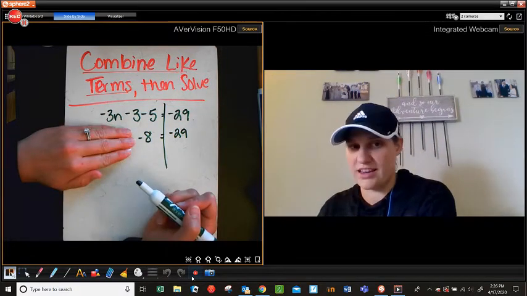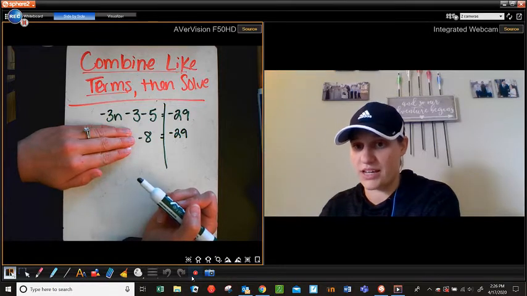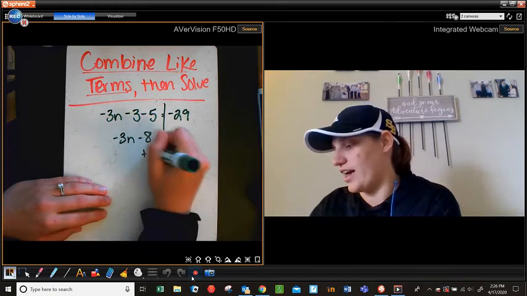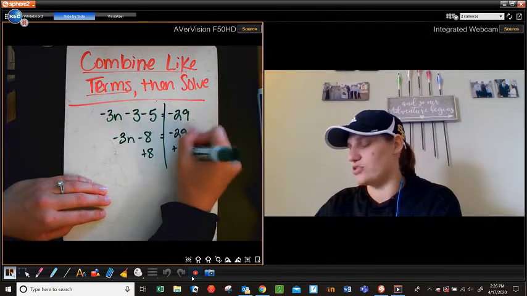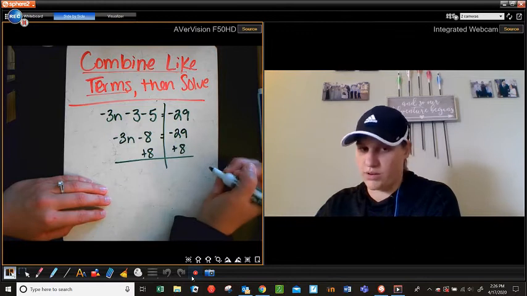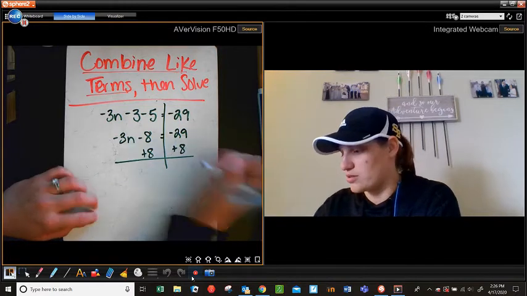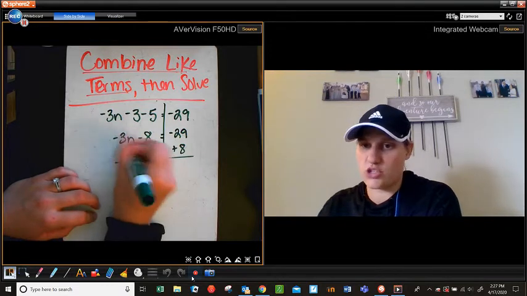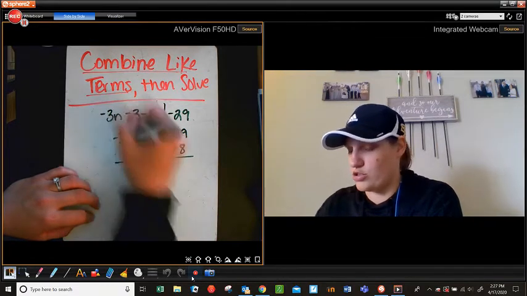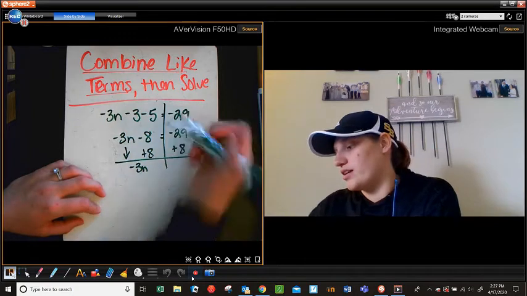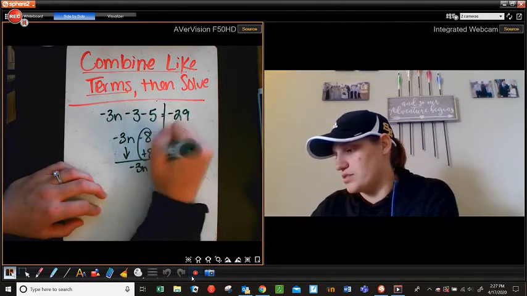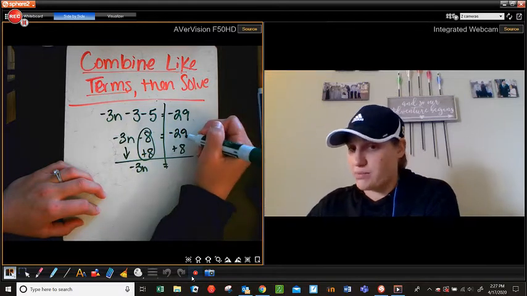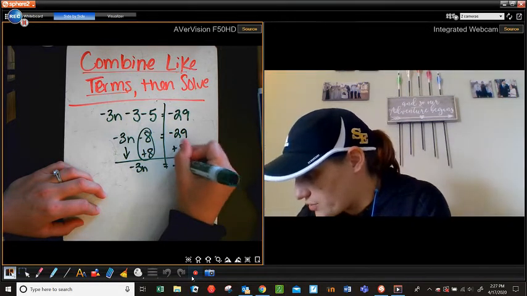So we got to move that negative 8 over. The opposite of negative 8 is positive 8. So we are adding 8 to the left and we are adding 8 to the right. When we calculate this, we are going to bring our negative 3n down because there's nothing that's changing about it. So we got 2 free trips down. Negative 8 plus 8, 0. Bring our equal sign down. Negative 29 plus 8 is going to give me a negative 21.